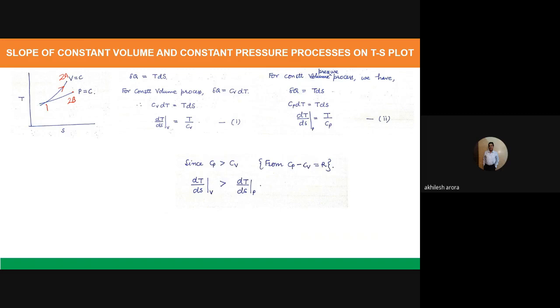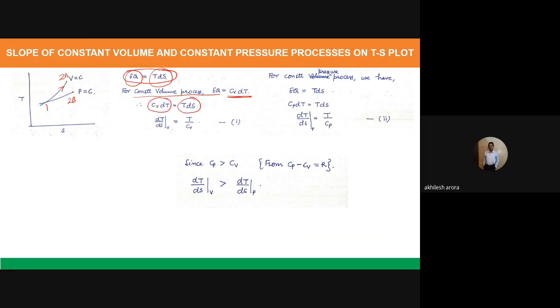Now, how to know that the slope of a constant pressure process is less than that of a constant volume process? As I told you, delta Q is given by TdS. This is the equation for the calculation of heat transfer in a particular process. So now I will write the equation for the heat transfer for a constant volume process, and that is given by CVdT. CVdT represents the heat supplied during a constant volume process. So I take the value of delta Q and write it equal to TdS.